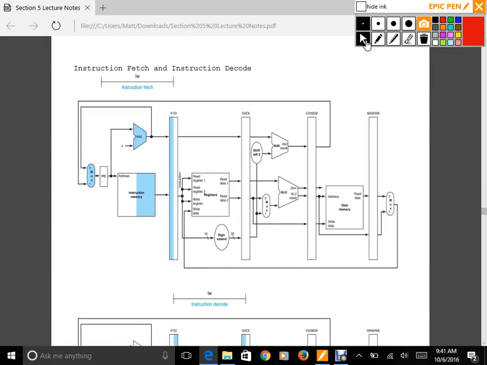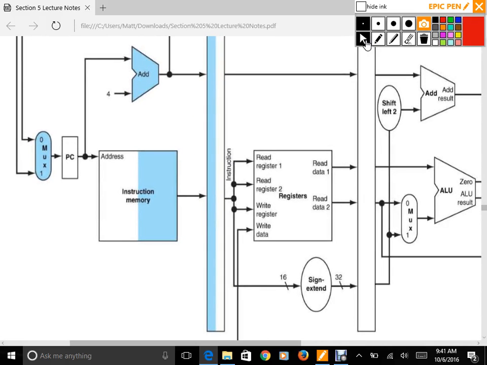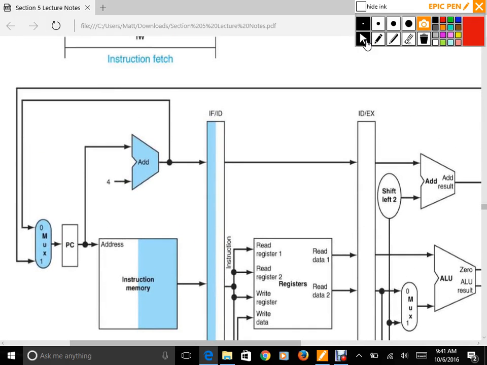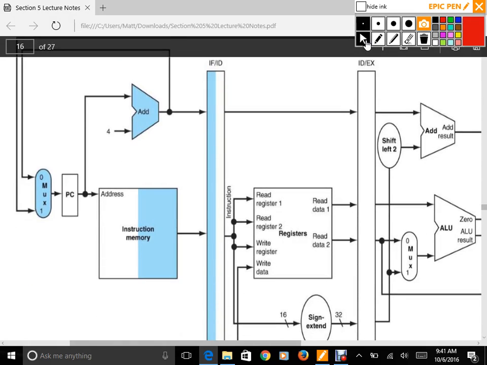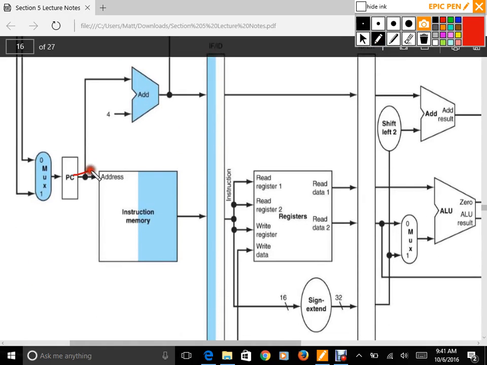So the way this works is you have the instruction fetch. This multiplexer is basically controlling your branch and your jump. You have your PC plus 4, and those values are put on the buffer. Right? Pretty straightforward.